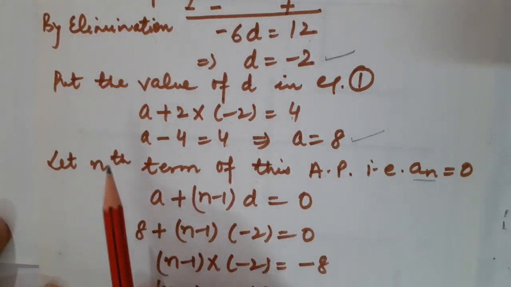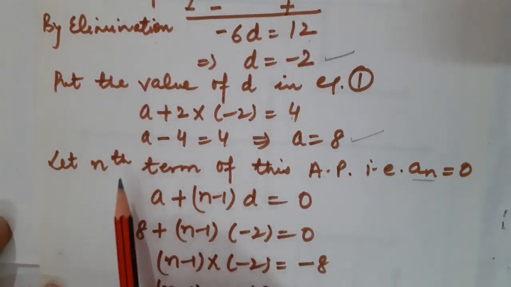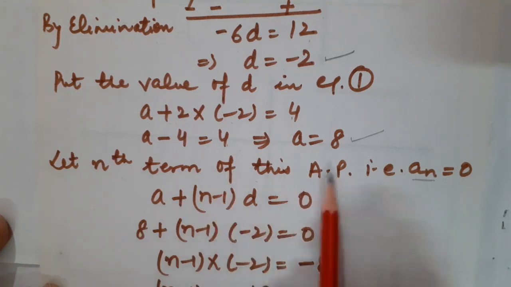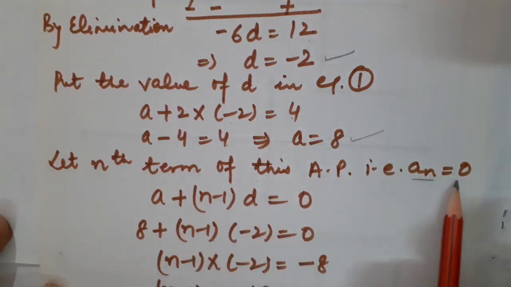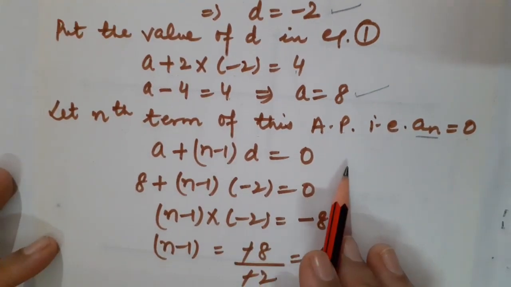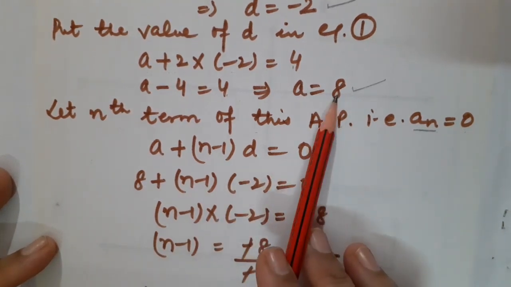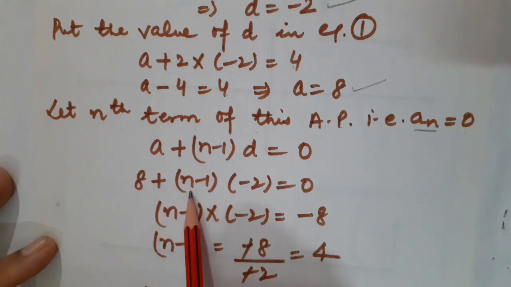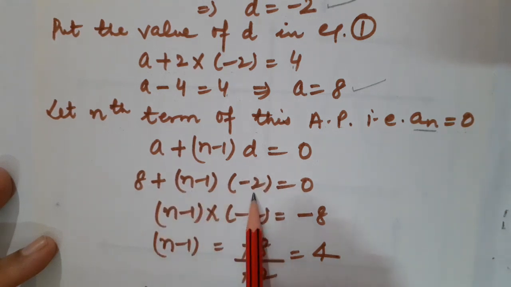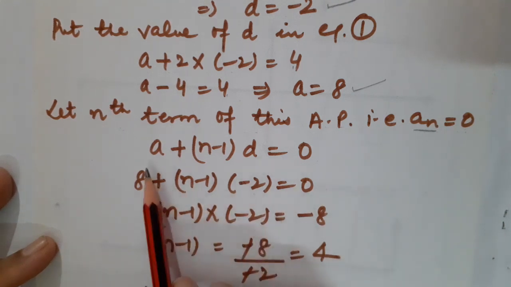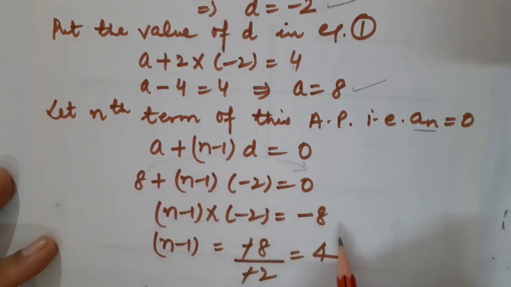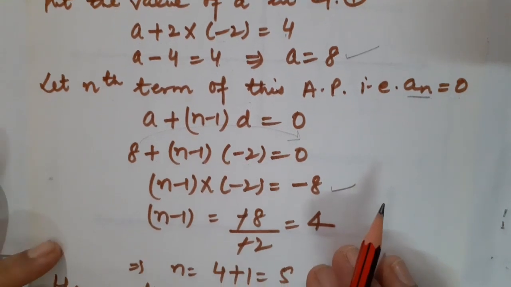Fine. So here, as you have to tell which term of the AP is 0, I have considered let the nth term of the AP be 0. So that will be an is equal to 0. That is a plus n minus 1 into d is equal to 0. Now put the value of a as well as d. That is 8 plus n minus 1 into minus 2 is equal to 0. This is n minus 1 into minus 2 is equal to minus 8, as this plus 8 will go on the right hand side and will become minus 8. Correct, students?